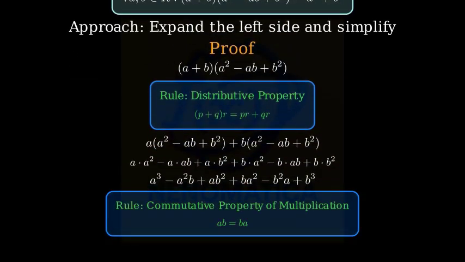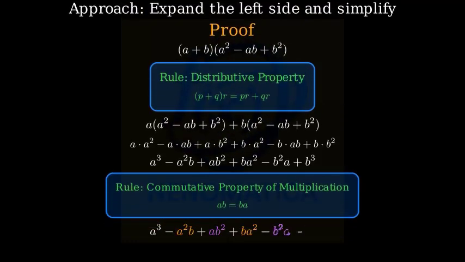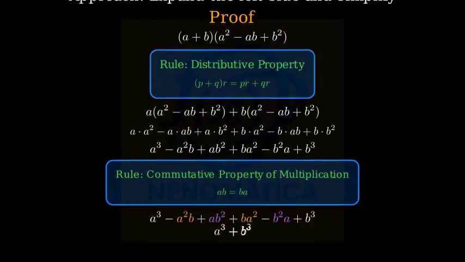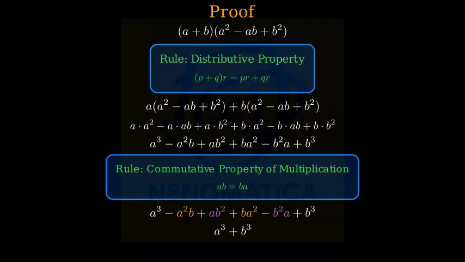Notice that we have negative a squared b and positive b a squared, which are the same since multiplication is commutative. Also, we have ab squared and negative b squared, which will cancel out. Let's highlight the terms that will cancel each other. After combining like terms, we get a cubed plus b cubed.